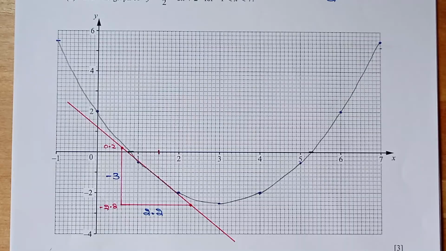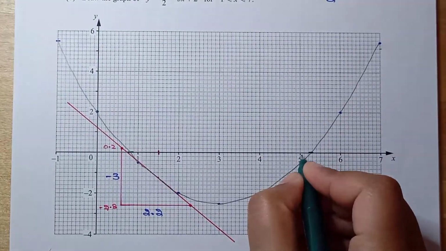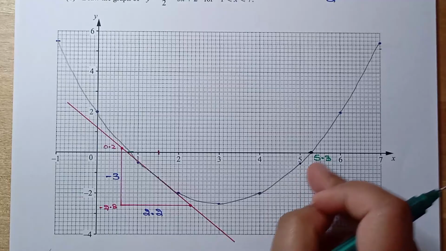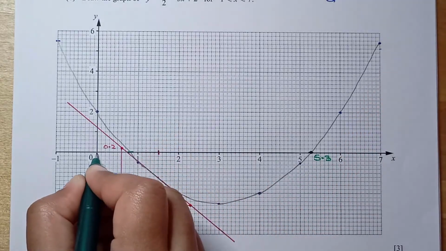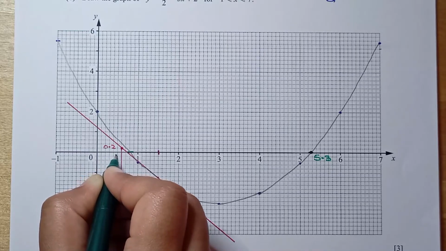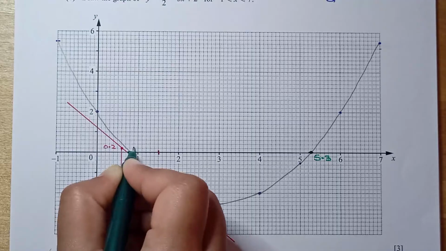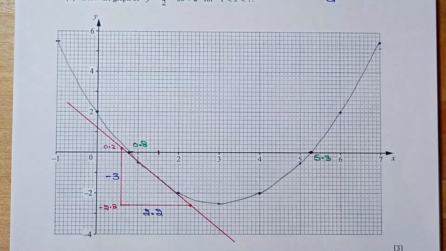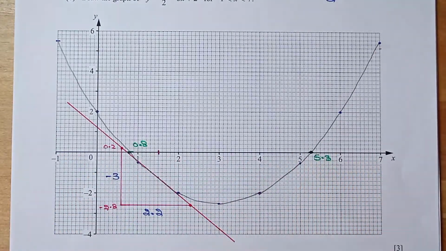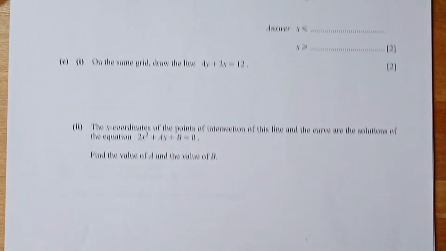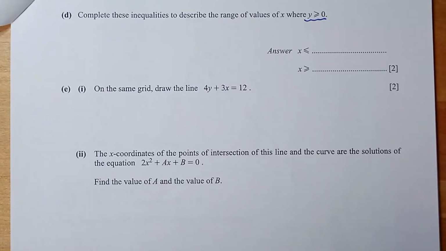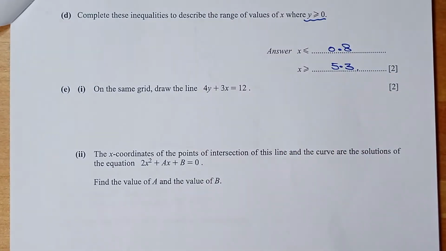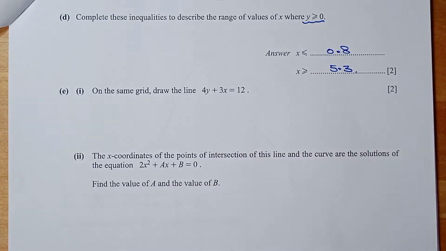So let me pick the x values. As we can see, this point is 5, 5.1, 5.2, 5.3. So this is 5.3. The x values that are more than 5.3, and this is 0, 0.1, 0.2, 0.3, 0.4, 0.5, 0.6, 0.7, and 0.8. So for the values of x that are lower than 0.8, the graph is positive. So we can say x is less than 0.8 and more than 5.3, the graph is positive.